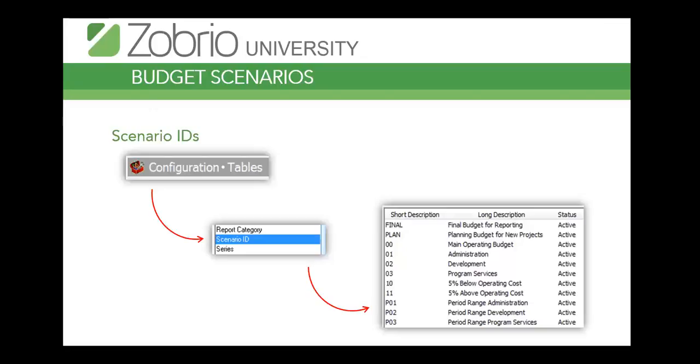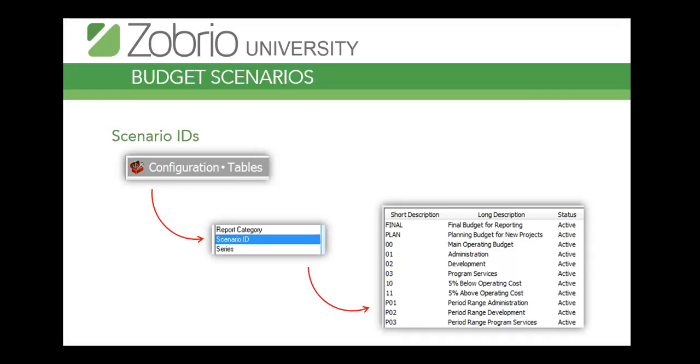Now, in order to create budget scenarios, the first thing we must do is create the scenario IDs. This is done in General Ledger Configuration in the Table section. If you highlight tables or go into tables, and on the left-hand side is a list of all your tables, there's one called Scenario ID. If you highlight that, if you're not using scenarios currently, it'll be blank, but if you are, you'll see a list of all the budget scenarios that you may have. For example, in this sample data, we have ones for the planned budget, the final budget, different operating and admin budgets, and period ranges for the period budgets.